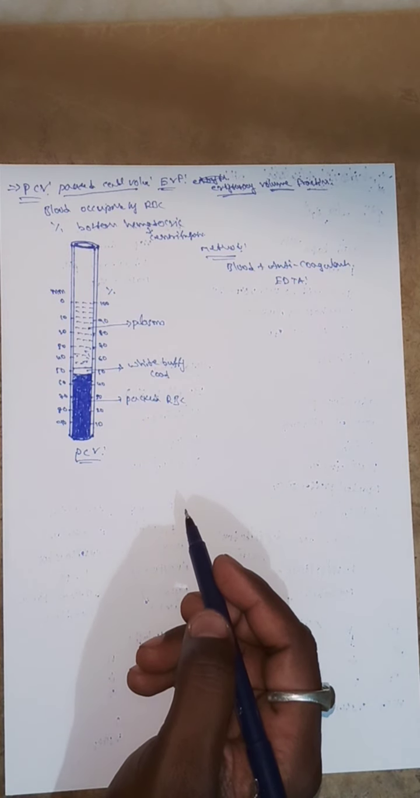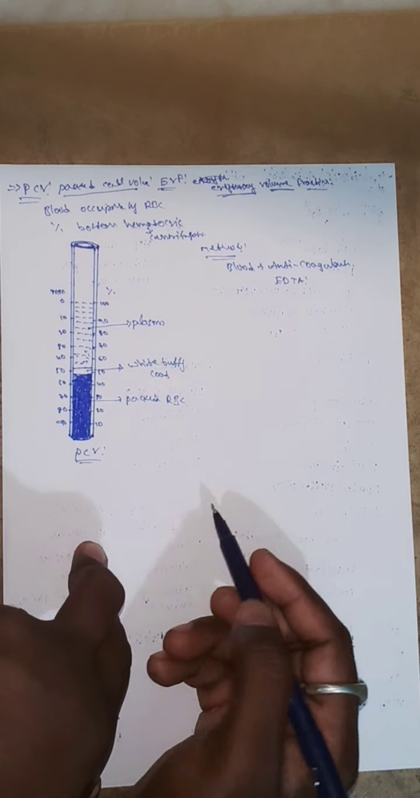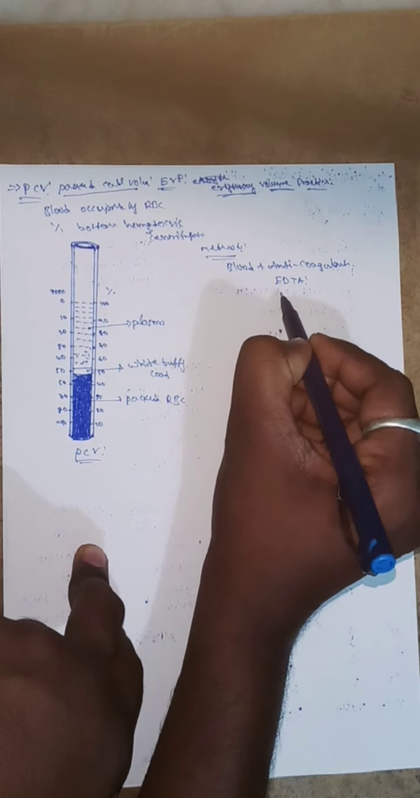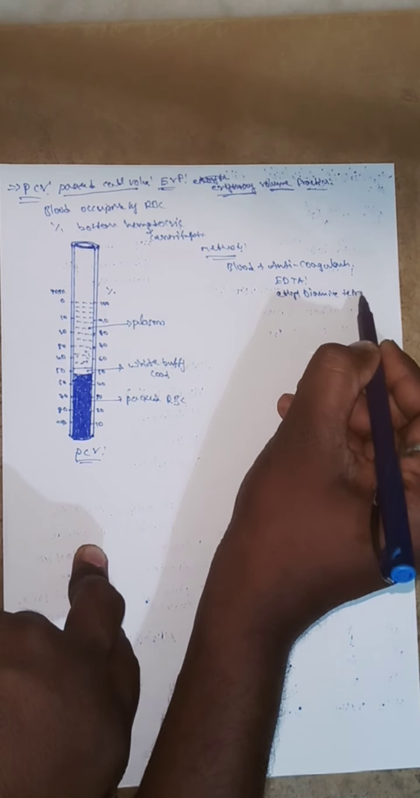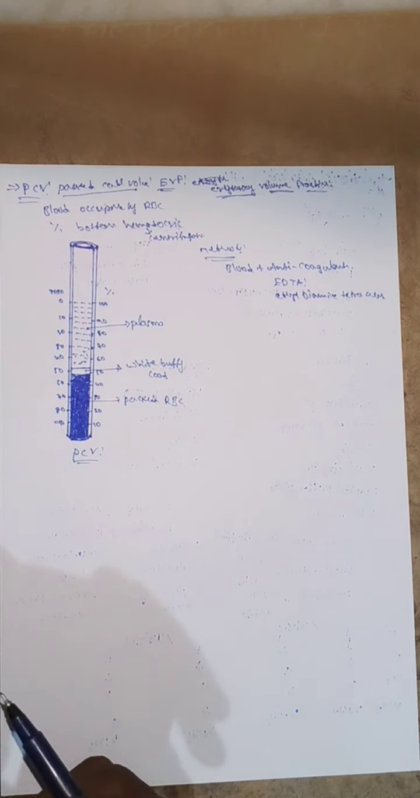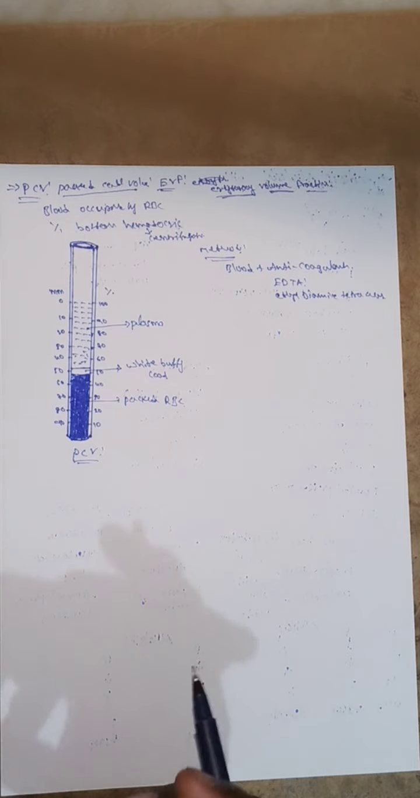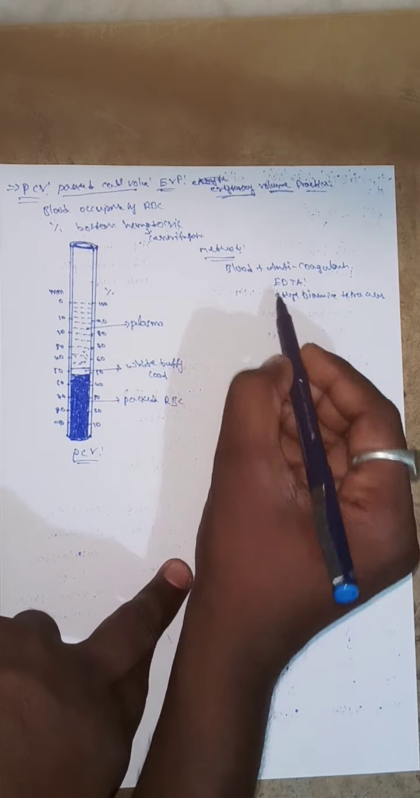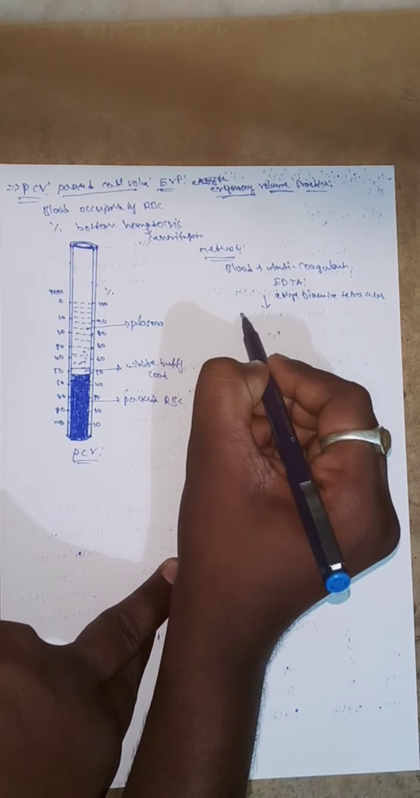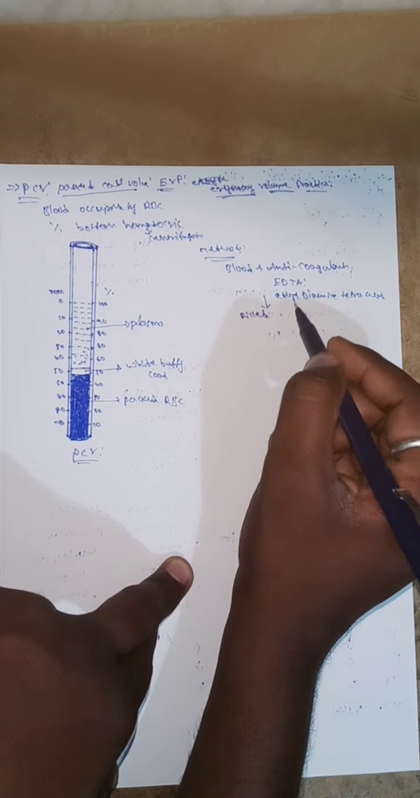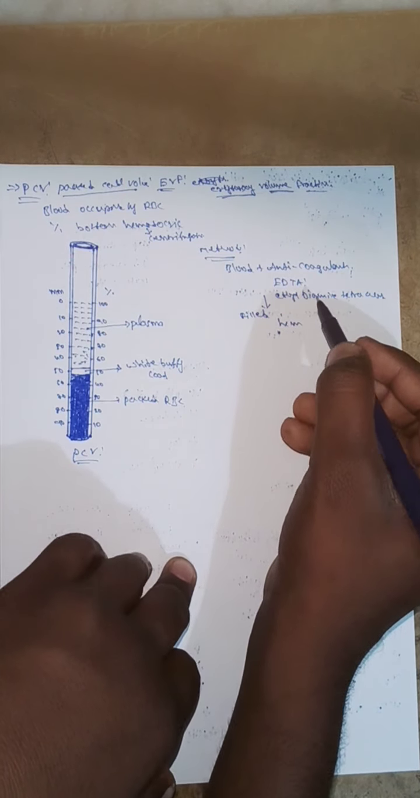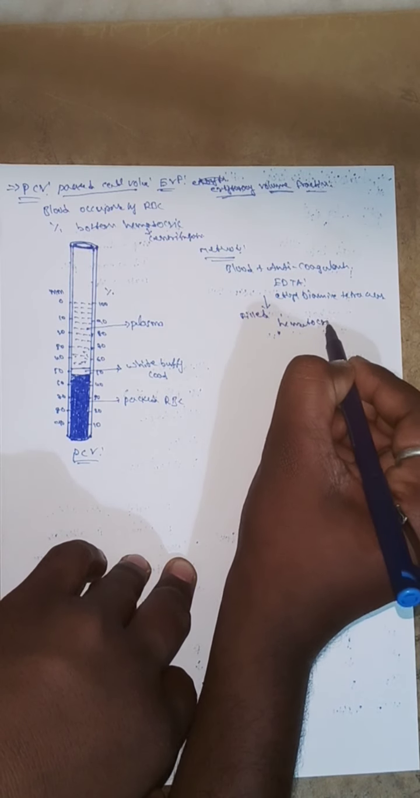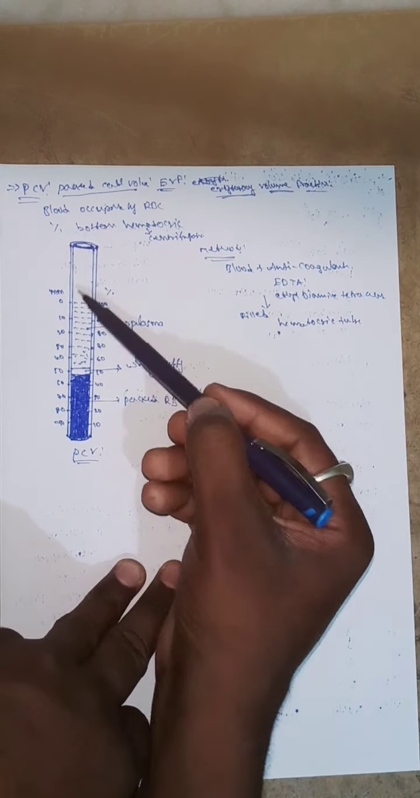What is the meaning of EDTA? Ethylenediamine tetraacetate. So EDTA acts as an anticoagulant. The blood is mixed with EDTA. After adding the anticoagulant, it is filled in a hematocrit tube. This is called a hematocrit tube.